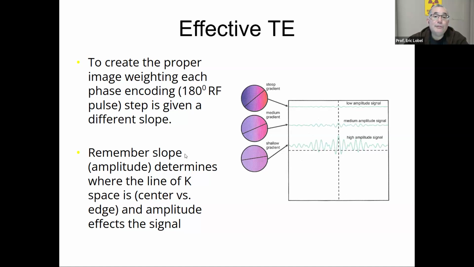So it's the amplitude, right? The steepness of the slope that determines where in K-space you go. So that's the slope being applied to the phase encoding gradient. And remember, when we say that, we're not at this point being given enough information to know whether it's actually the X, the Y, or the Z gradient. All three of them can do phase encoding. All three of them can do frequency encoding.